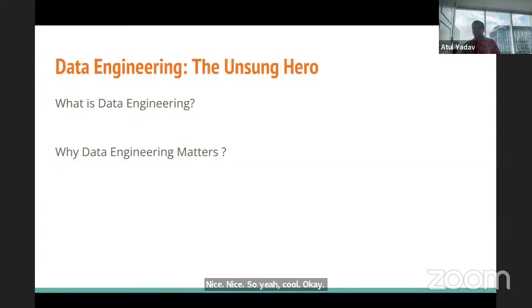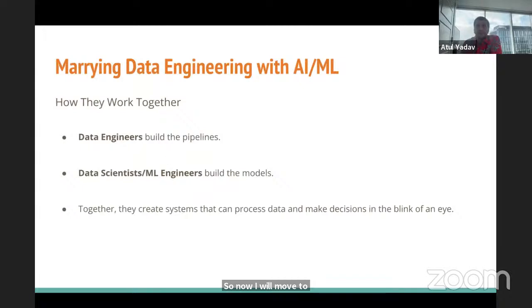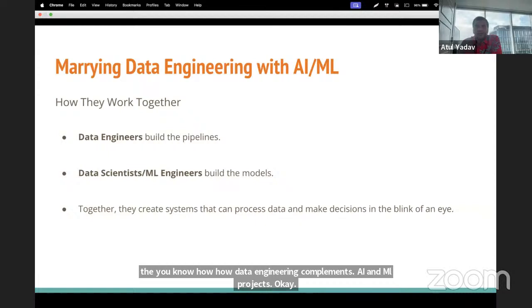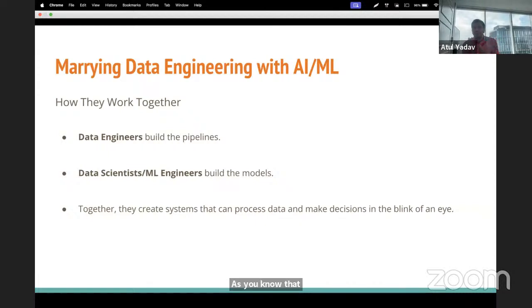So I think you guys are clear with the data engineering concept here, and why this matters to your AI and ML projects. Okay. So now I will move to the next slide, wherein we will be talking about how data engineering complements AI and ML projects. Okay. So as you know, data engineers build the pipelines, and the data scientists and the ML engineers build the models.